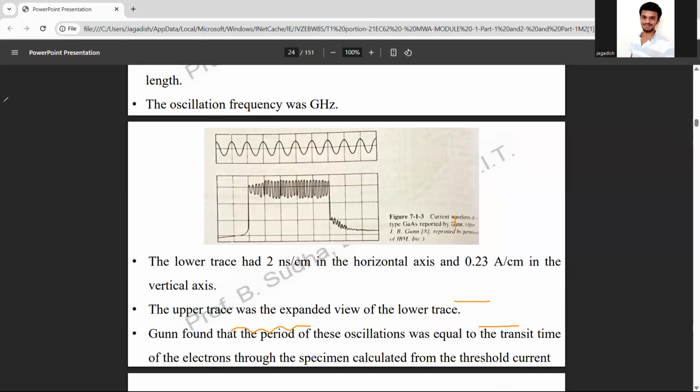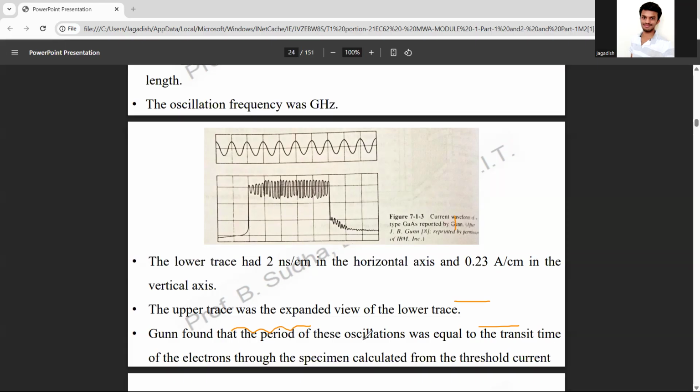Next, you have to show this graph. Draw this graph. The lower trace had 2 nanoseconds on the horizontal axis and 0.3 ampere per centimeter on the vertical axis. The upper trace was the expanded view of the lower trace. So whenever we expand the lower trace, we will get the upper trace. How does it look? The graph looks like this. Draw like this.